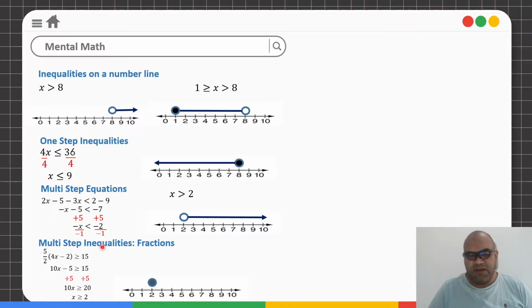Closed circle number 2. Remember, because it is part of the result. I want number 2 as a result. Great. And the arrow moves to the right because I'm looking for results greater than 2.